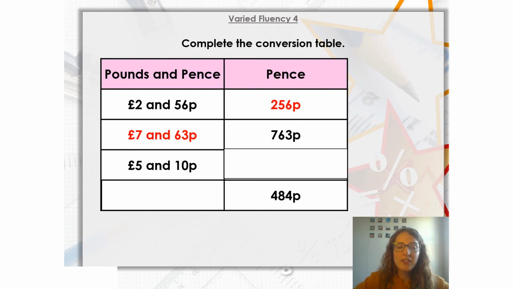Okay, right, our next one, £5 and 10 pence. So 5 times 100 gives us 500, so 510. And again, we're going backwards on this one. So look in the hundreds column. How many hundreds are there? That will tell you how many pounds there are. And then your tens and your ones column will tell you the number of pence. So it is £4 and 84 pence.